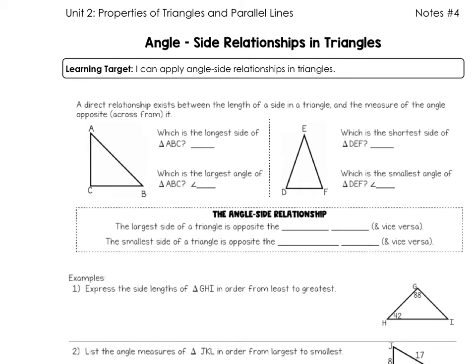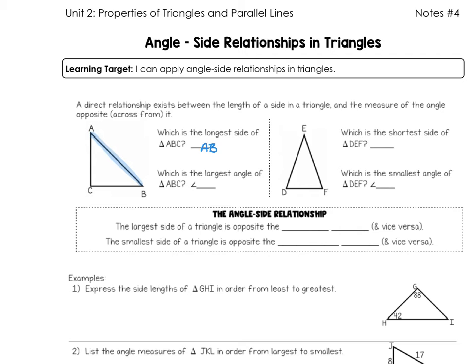For the last portion of our lesson, we'll be taking a look at the relationship between sides and angles in a triangle. So there's a direct relationship that exists between the length of a side in a triangle and the measure of the angle opposite it, or across from it. So in our triangle, the first question says, what is the longest side of triangle ABC? Now, it's a little hard to tell without actually measuring in some cases, but in this case you can see that side AB is the longest side.